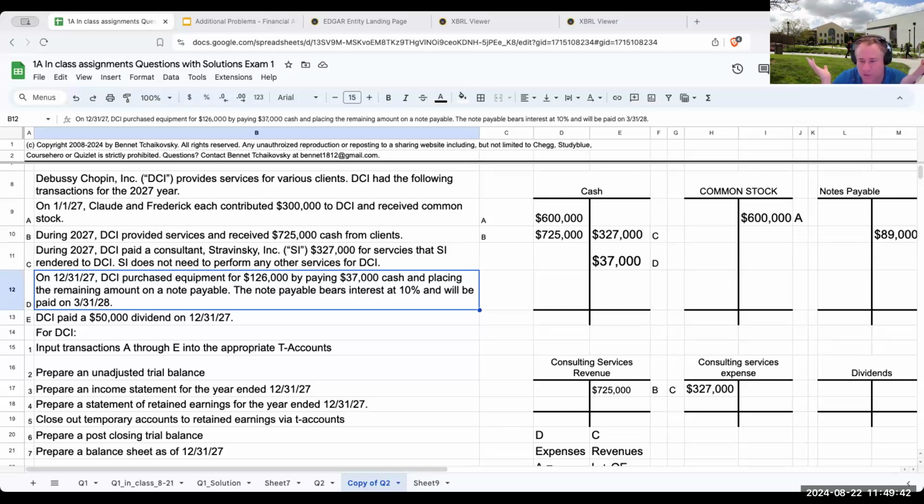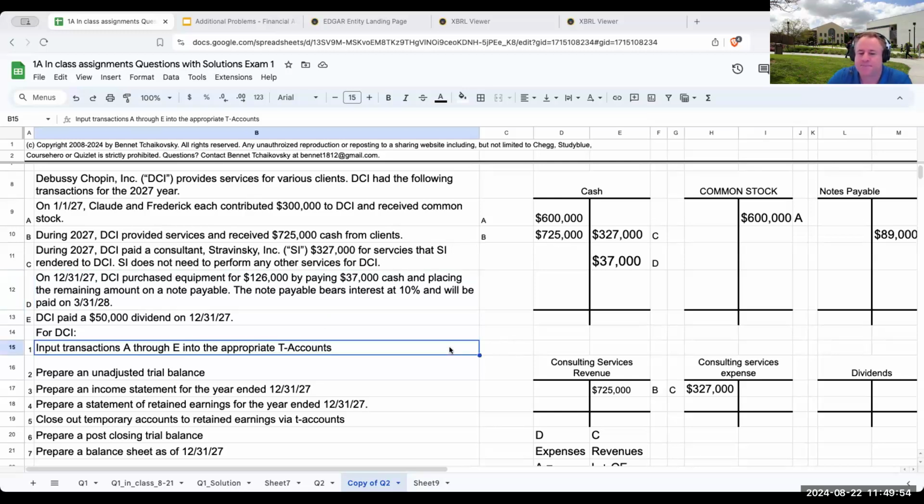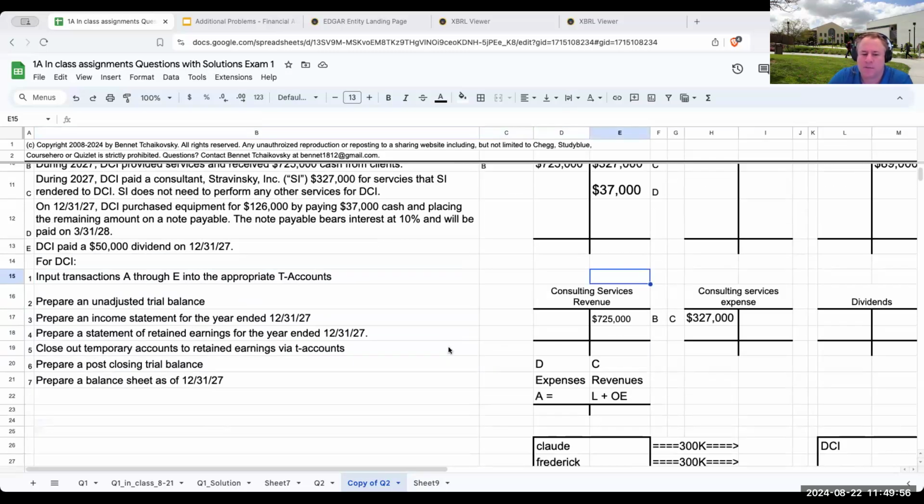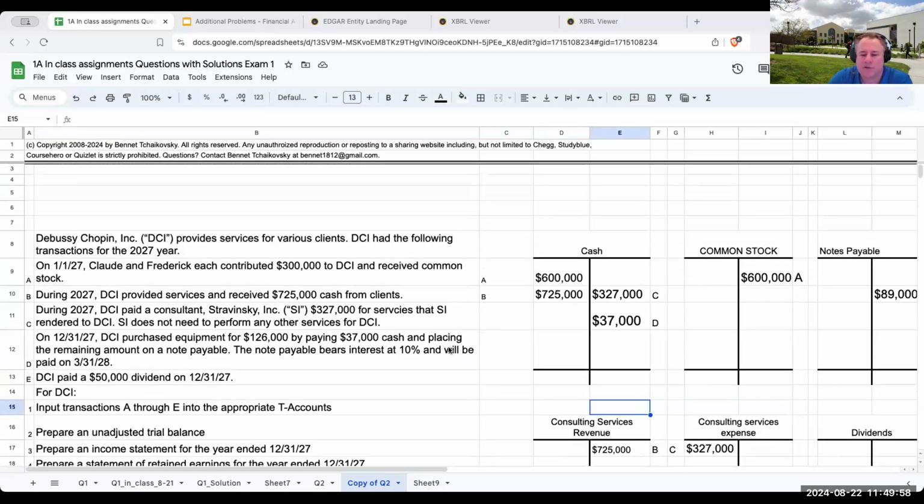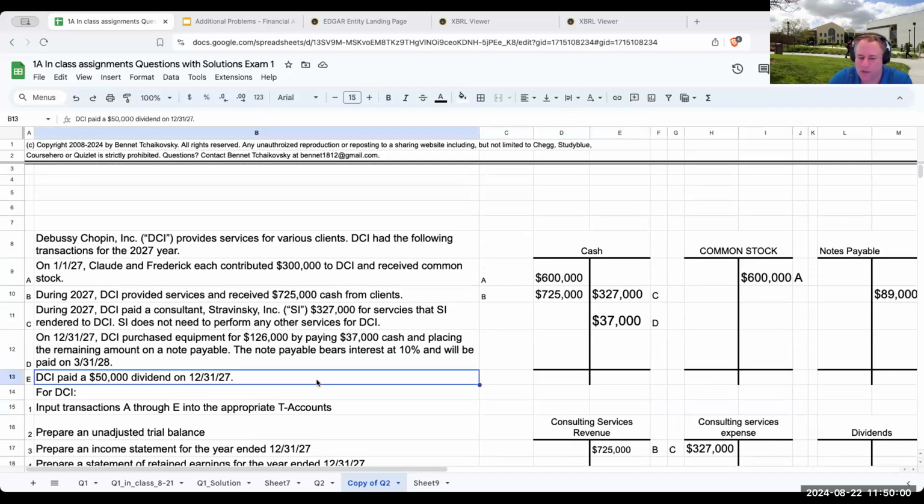Telling you the trick, it's trick or treat. Actually, there's no treat, but it's not October 31st yet, but maybe that day comes soon. So the note payable bears interest at 10% and will be paid in the future. Don't worry about that part. Okay, so coming right over here to this very next one.